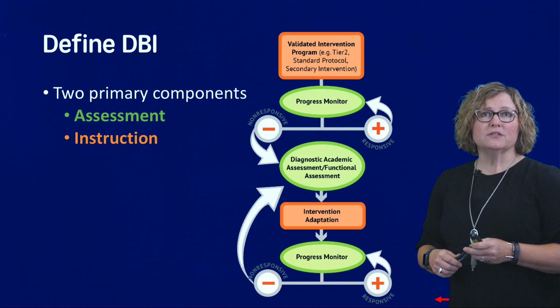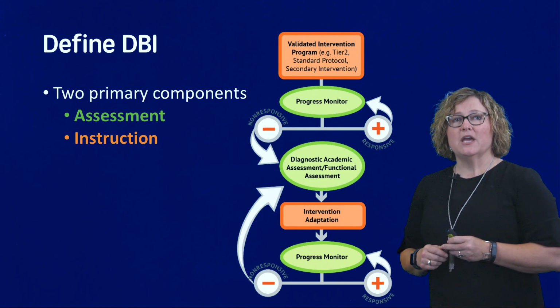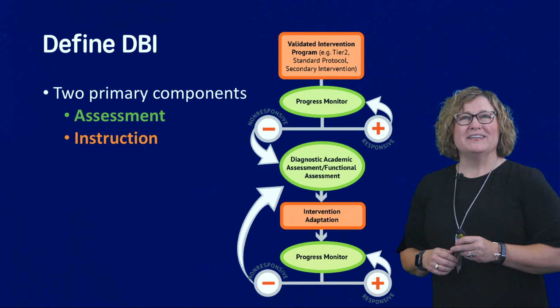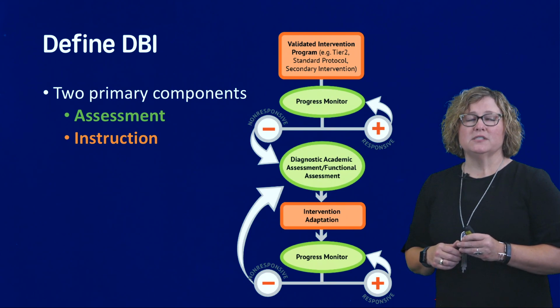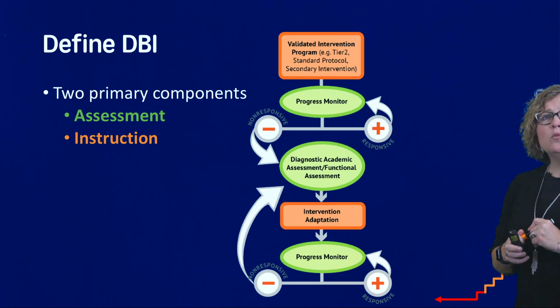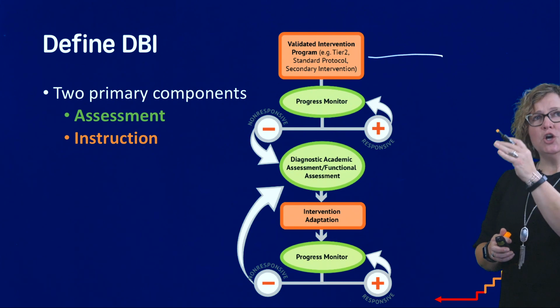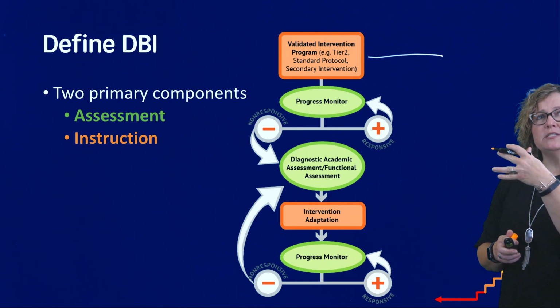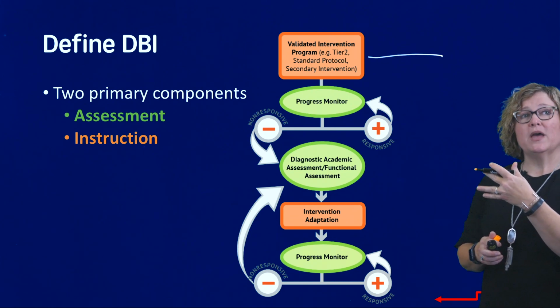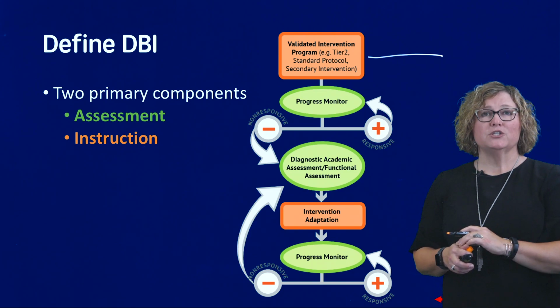Next, we're going to talk just a little bit about the instruction that should be occurring as part of the DBI model. And you've heard me in the slide before really allude to these important pieces of instruction that should be in place. So first, we want that validated intervention program. We're hoping that that's occurring prior to starting this process. We want to know that there's already been some things tried at that Tier 2 or secondary intervention level.